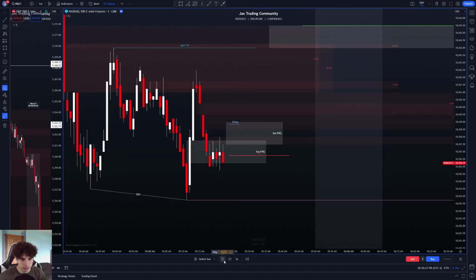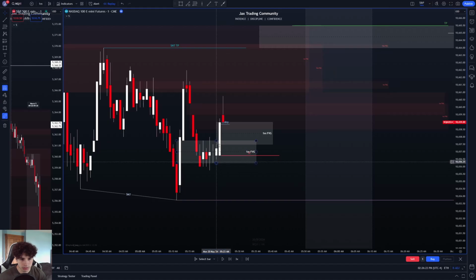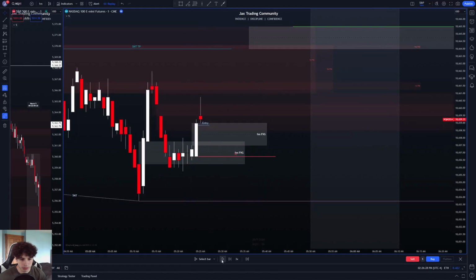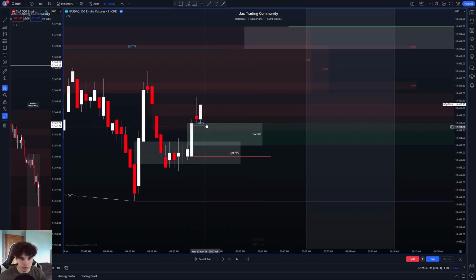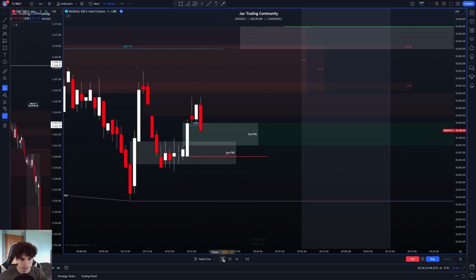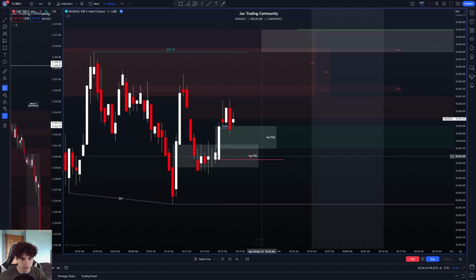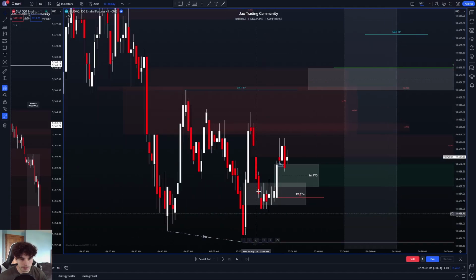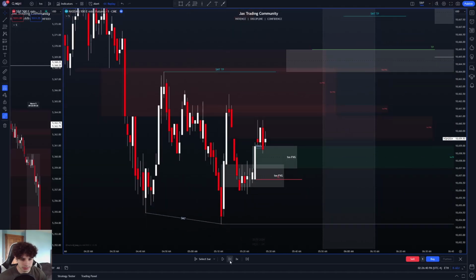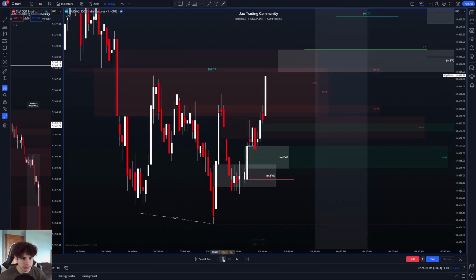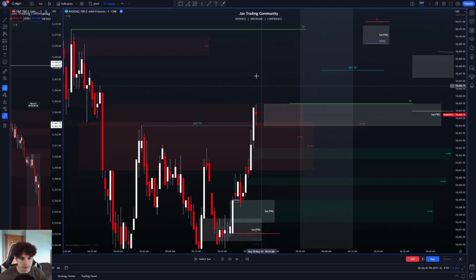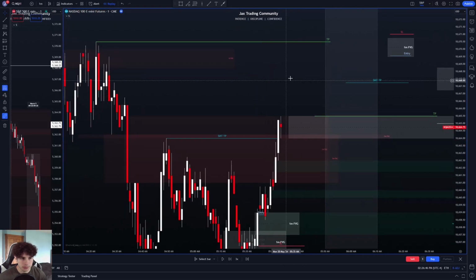So right here, we're just sitting in it, still seeing it, and there we go. There's your reaction off of it, and we have another fair value gap created there. So then you could look to enter into there. So right here would be your entry, and then your stop loss would be at the low of this candle that creates the fair value gap, and then your target would be this SMT TP, which gets hit right there. So that would be a winning trade.